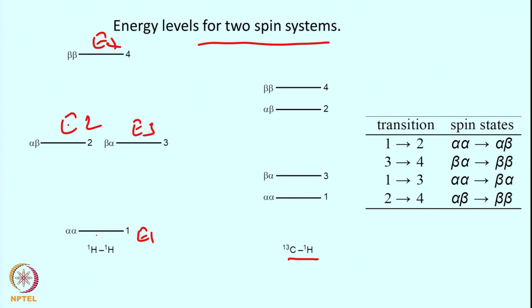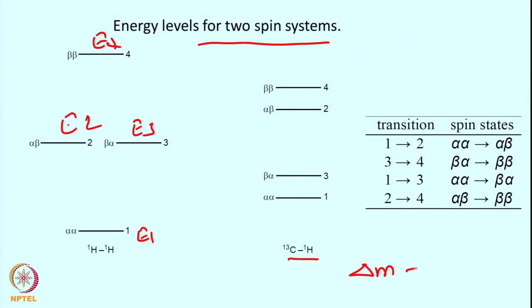Now, as we know, the transitions that will happen in this system will follow the selection rule, and the selection rule in this case is that delta m should be plus or minus 1. So, that means transition will happen from 1 to 2, that is one state to state 2, and this transition will be alpha alpha to alpha beta states, meaning the second spin is flipping. The next transition we are talking about is 3 to 4. So, in this case what is happening is beta alpha changing to beta beta. So, here again the second spin is flipping. So, this flip is happening here, and again this flip is happening.